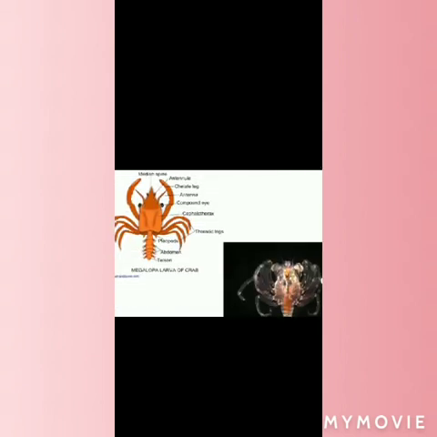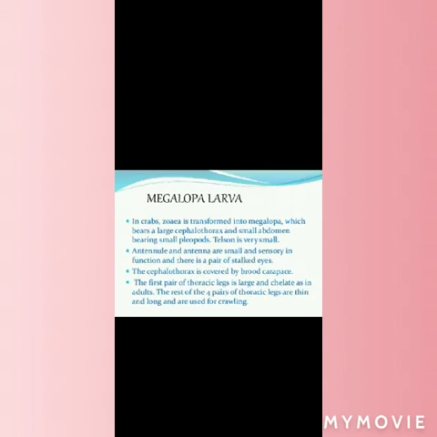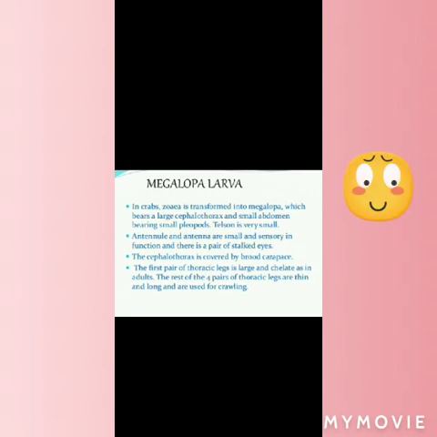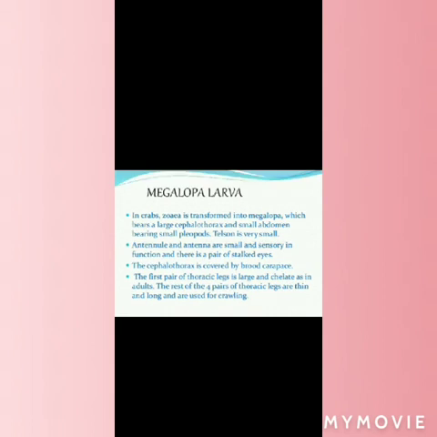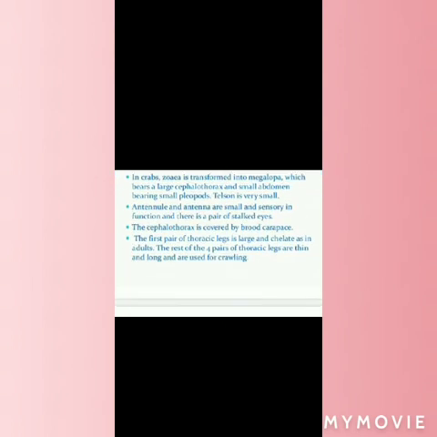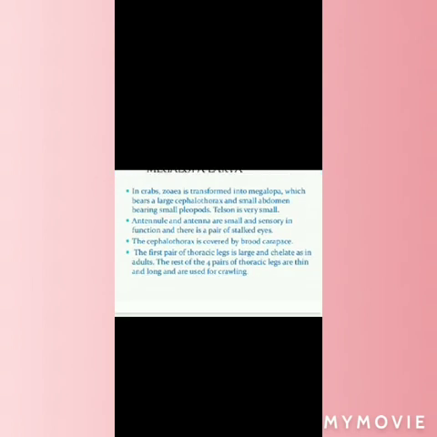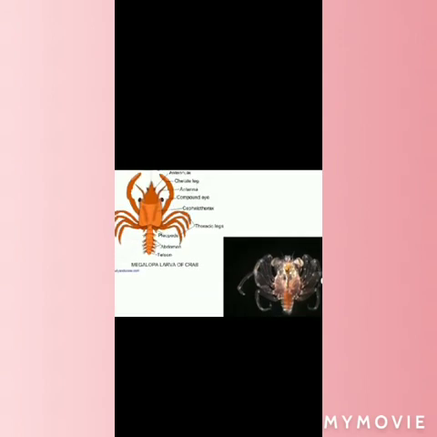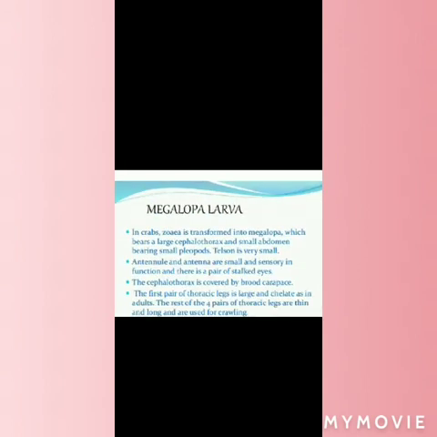So this is the megalopa larva of a crab. See the characteristics. In crabs, the zoea larva is transformed into the megalopa larva, which bears a large cephalothorax and a small abdomen bearing small pleopods. The telson is very small. See here, the telson is very small. They have pleopods, thoracic legs, cephalothorax, one pair of compound eyes, antenna, antennules and a median spine. The cephalothorax is covered by a broad carapace. See here, the outer skeleton is known as the carapace.